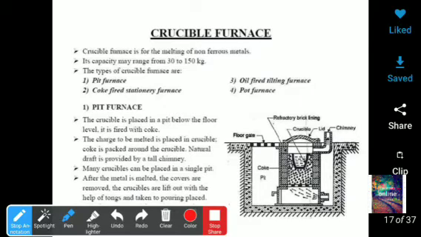Now, crucibles are numbered according to the amount of aluminum they will hold. A number 6 crucible is 6.5 inches tall and 5.25 inches in diameter. It will hold 6 pounds of aluminum.